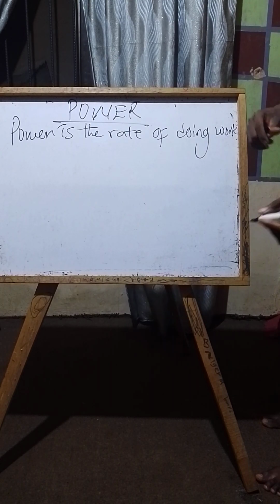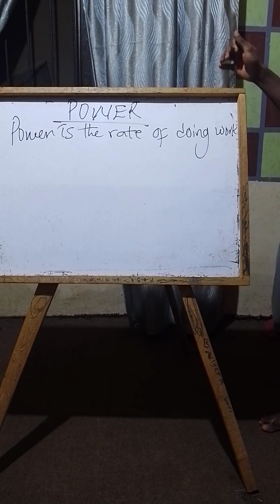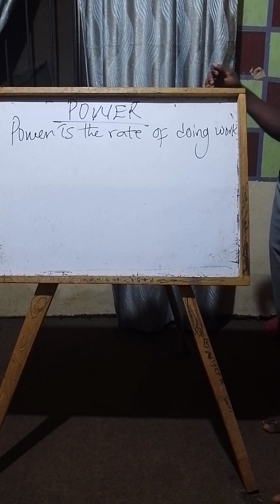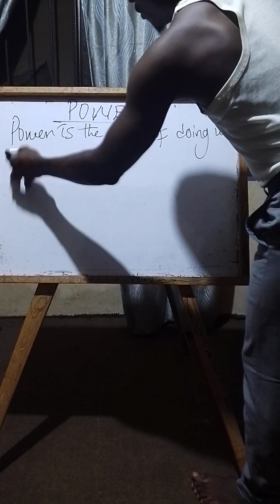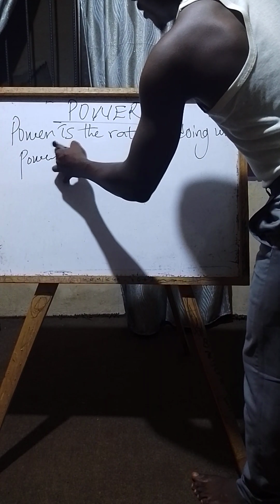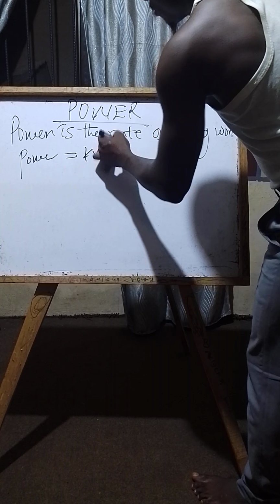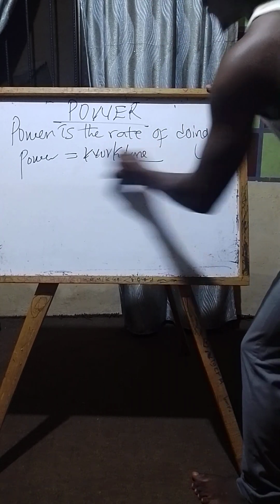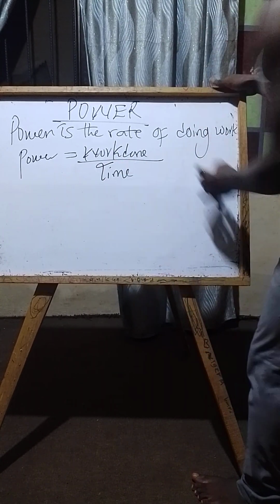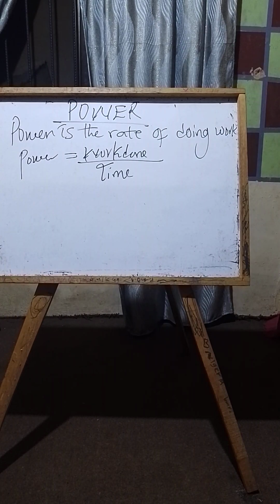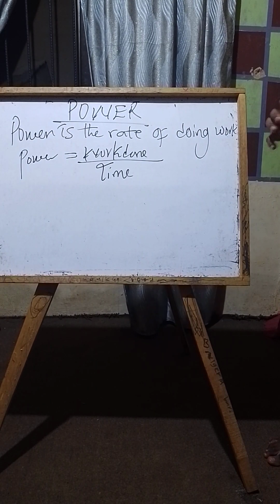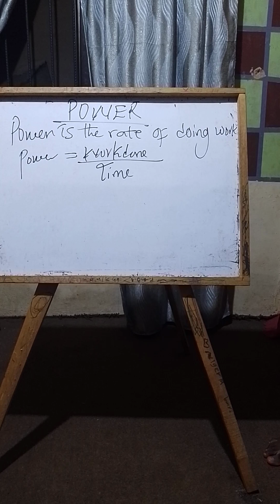Therefore, let's see the mathematical representations, because that's the most important thing on these topics. So what is the formula for power? We say power is equal to work done over time. Are you seeing that? That's what power is. Power is work done over time.